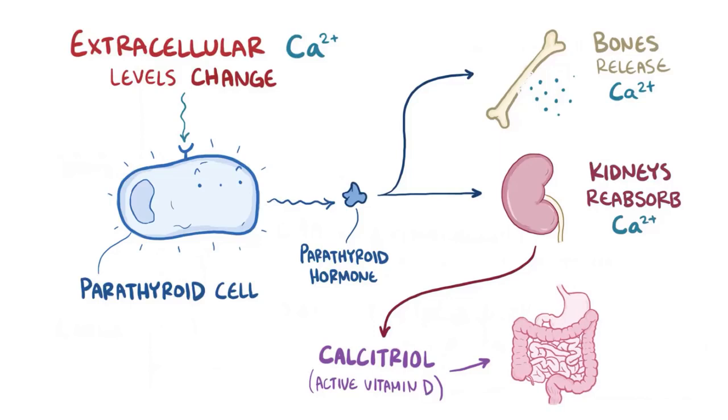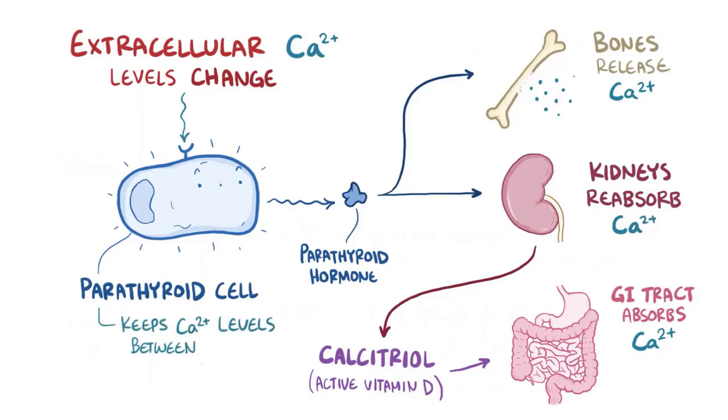Active vitamin D then goes on to cause the gastrointestinal tract to increase calcium absorption. Altogether, these effects help to keep the extracellular levels of calcium within a very narrow range, between 8.5 to 10 milligrams per deciliter.